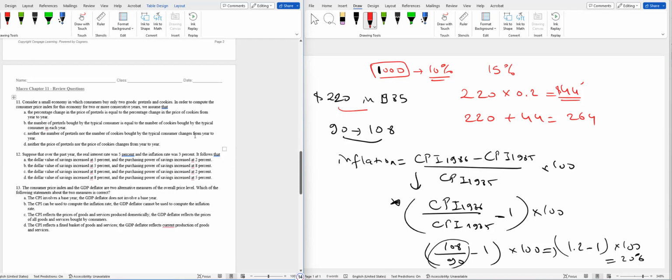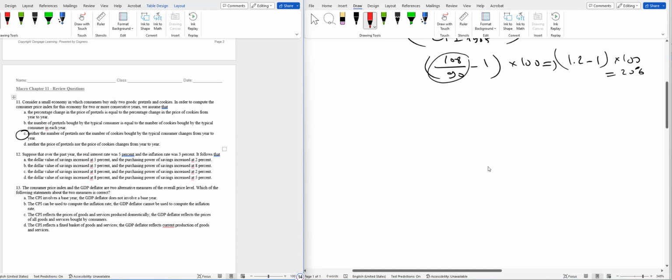Question 11. Consider a small economy in which consumers buy only 2 goods, pretzels and cookies. In order to compute the consumer price index for the economy for 2 or more consecutive years, we assume, so the first assumption when you calculate the consumer price index, that the amount of goods in the basket is fixed, does not change over the years. So therefore, the right answer is that neither the number of pretzels nor the number of cookies bought by the typical consumer changes from one year to another.